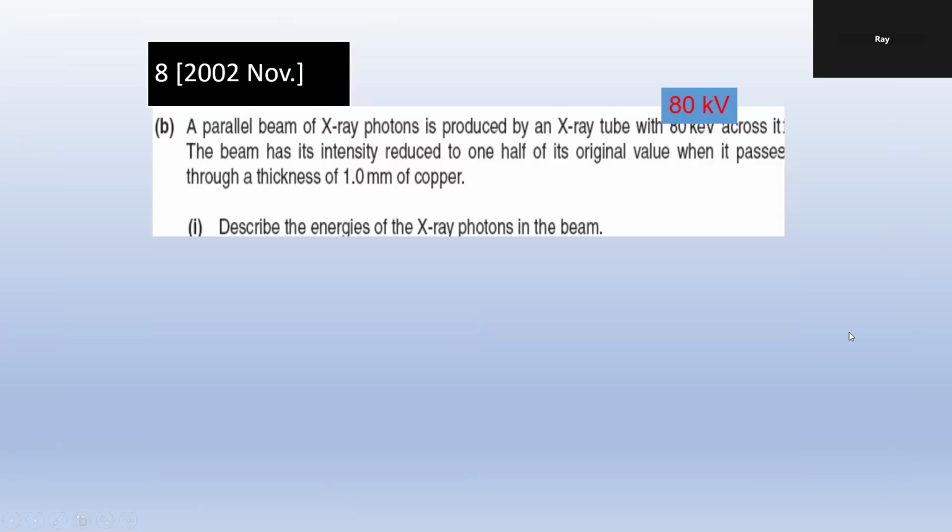A parallel beam of X-ray photons is produced by an X-ray tube with 80 kilo electron volts across it. The beam has its intensity reduced to 1/2 of its original value when it passes through a thickness of 1 millimeter of copper. Describe the energy of the X-ray photons in the beam. This one, it won't come out lah.